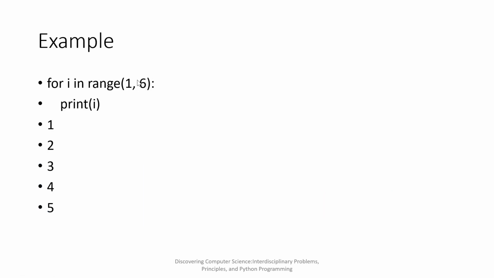Let us consider one example. For example, if you run your for loop like for i in range 1 to 6, here 1 is considered as start value. So it will start from 1 and it will go up to 1, 2, 3, 4, 5, and 6 will be excluded. And in this for loop, we are just having one statement, that is print i. We are printing the value of i 5 times.